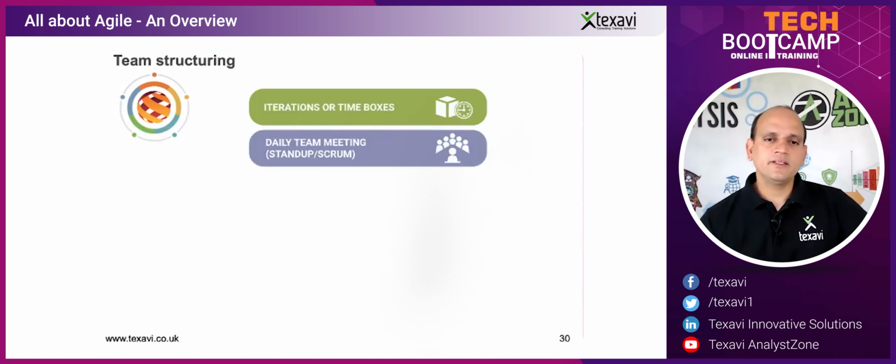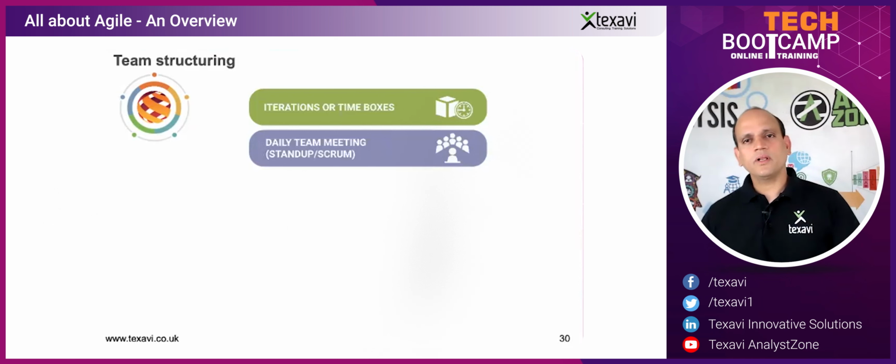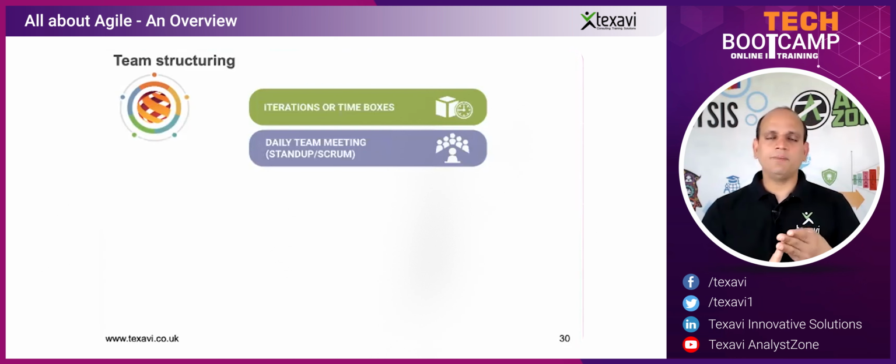And then there's something called a daily team meeting. It's called daily stand up. So this daily stand up or Scrum meeting happens pretty much every day within the team. You're getting the updates from the team as to what they're working on, what problems they potentially have, what they worked on yesterday. So essentially it has 3 parts.